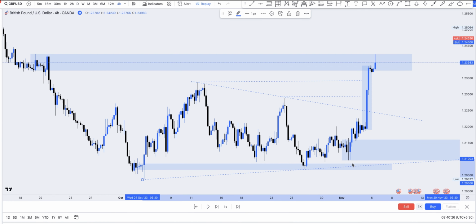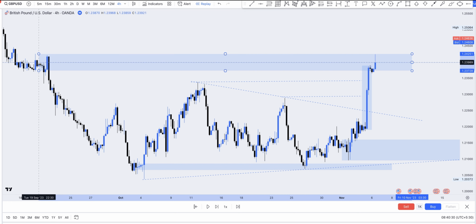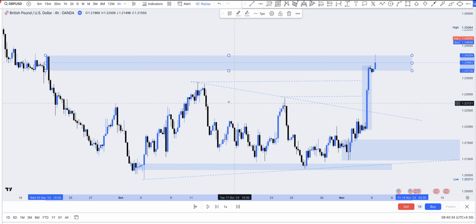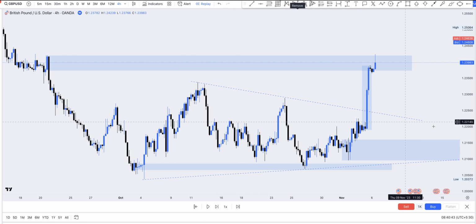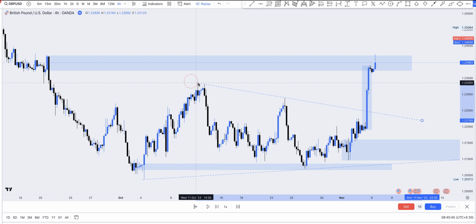Now on the 4-hour, you can clearly see our supply zone or our support, our resistance zone around this area. You can also clearly see the trend line that I drew here. Let me delete this one. So we have our first touch here, we had the second one here. Let me put this here for you to get it right.